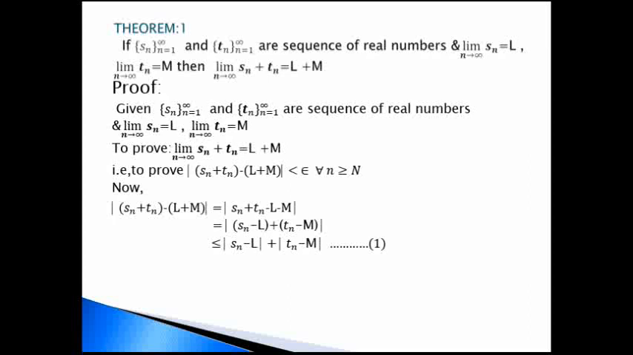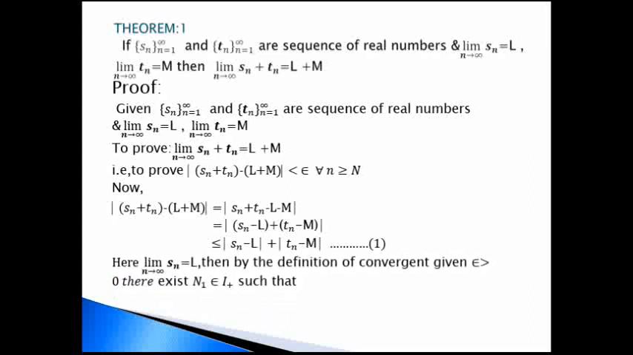Since limit n tends to infinity Sn equals L, that is, Sn is a convergent sequence and it has limit L, then by definition of convergent sequence, choose epsilon greater than 0, there exists N1 belonging to positive integers such that modulus of Sn minus L is less than epsilon by 2 for n greater than or equal to capital N1, which is equation number 2.